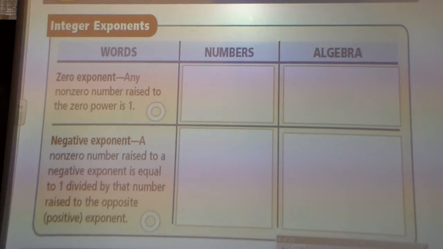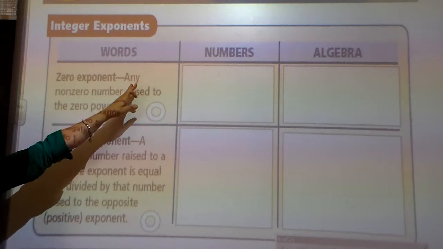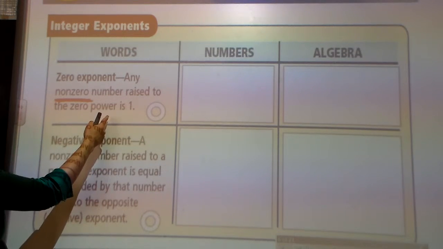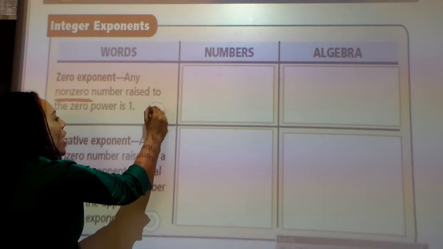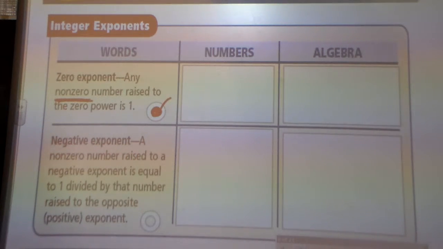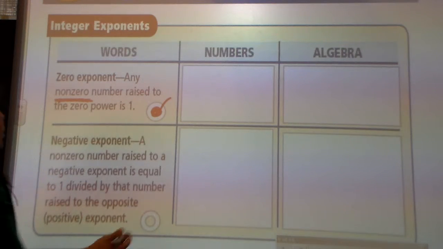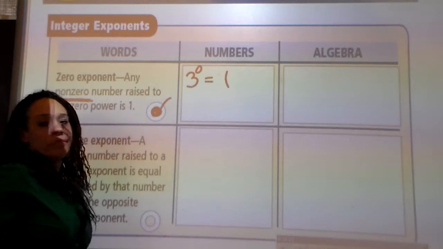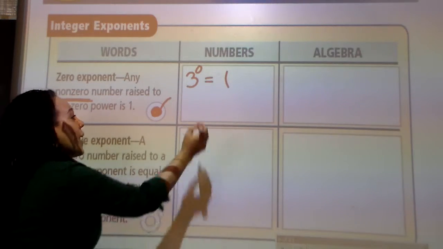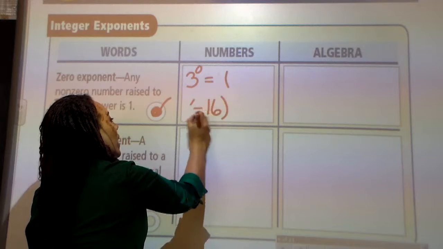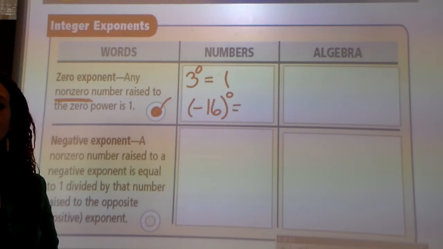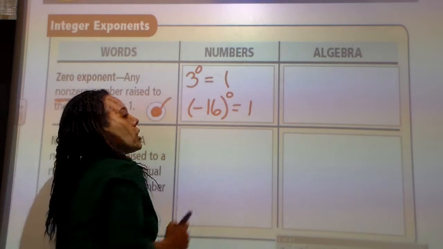Now, how would you write that in words? Any non-zero number raised to the 0 power is 1. Fill in that circle there, or check mark, if you heard me and did that part. I heard you. I did that part. So what it looks like is, let's say you had 3 raised to the 0, it would be 1. What if you had negative 16 raised to the 0? It would be? Is it 1? 1. Anything raised to 0 is 1.